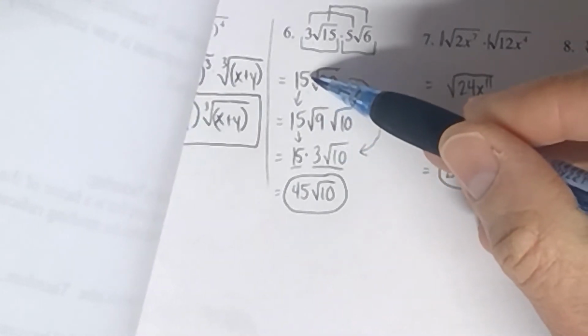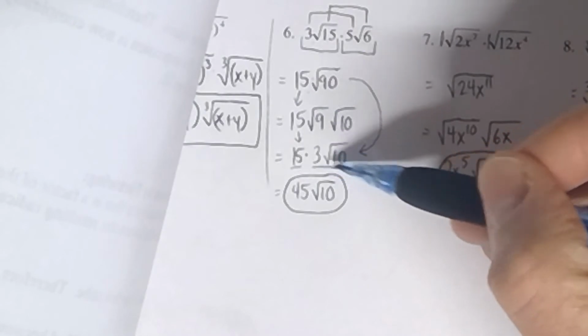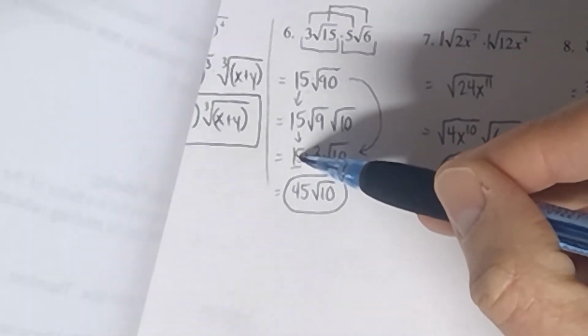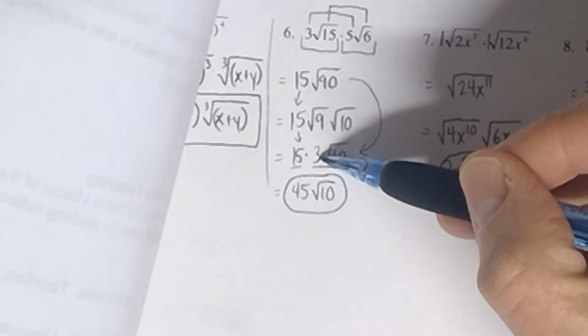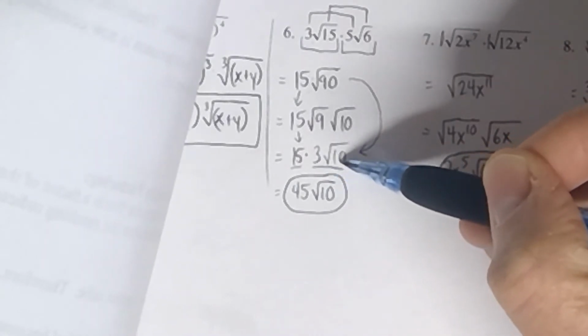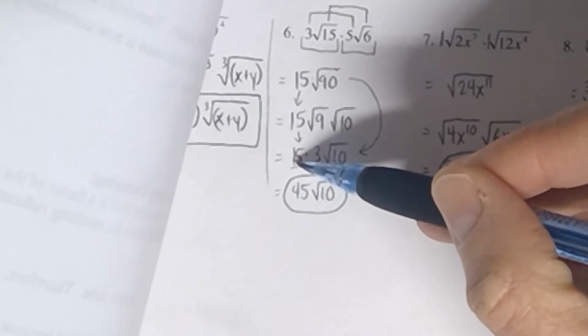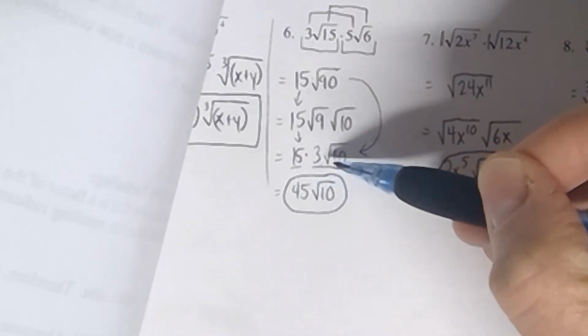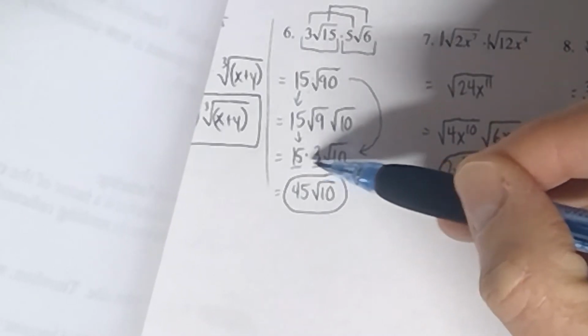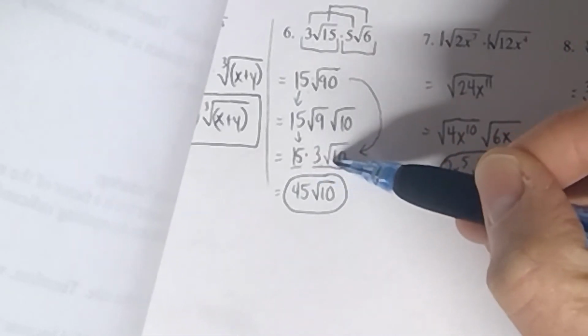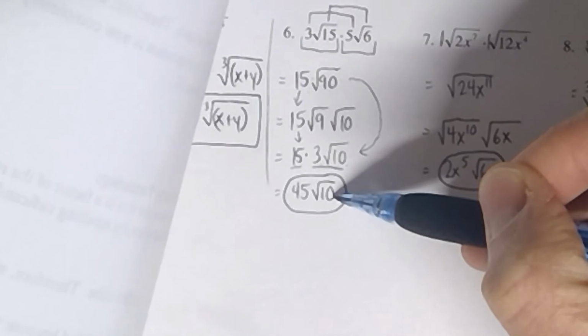So what did we do when there was a 15 already in front of that simplified radical? We then multiplied the 15 times the 3. Remember, you're allowed to do outside times outside. Don't ever do outside times inside, ever. But we can do outside times outside. And then since there's only one radical in this statement, that would just come down into the answer.